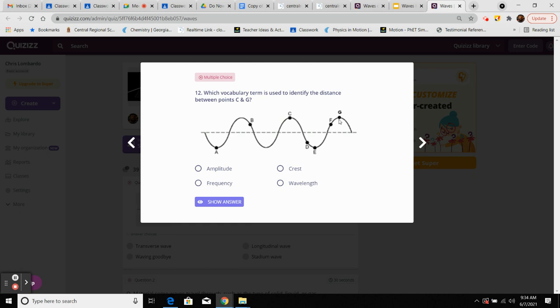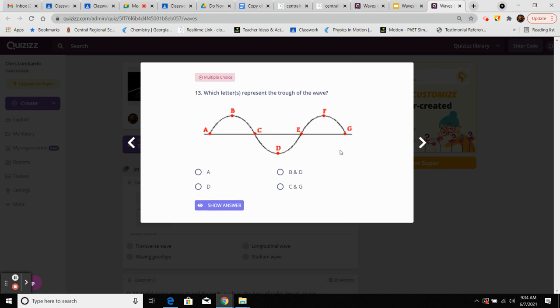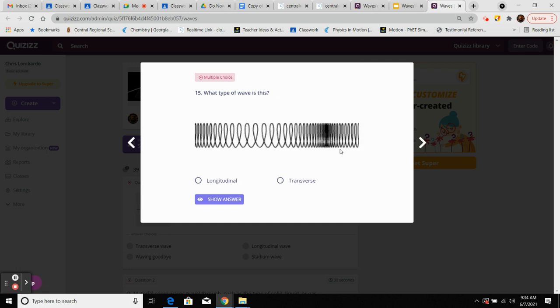C and G, what do they represent? Oh, the crest? Crest, bang. What letter or letters represent trough? Just D. Which letters or letter represents the crests? B and F. What type of wave is this? Longitudinal.